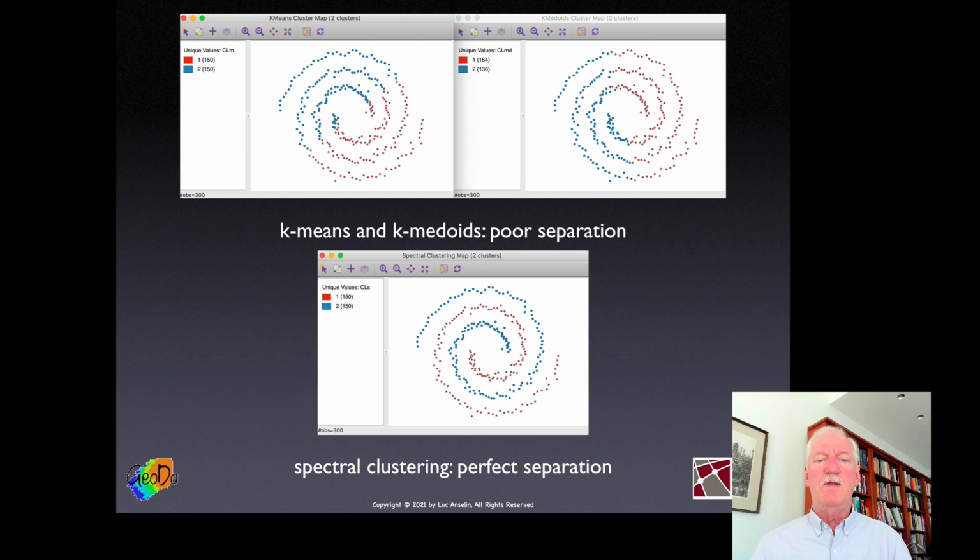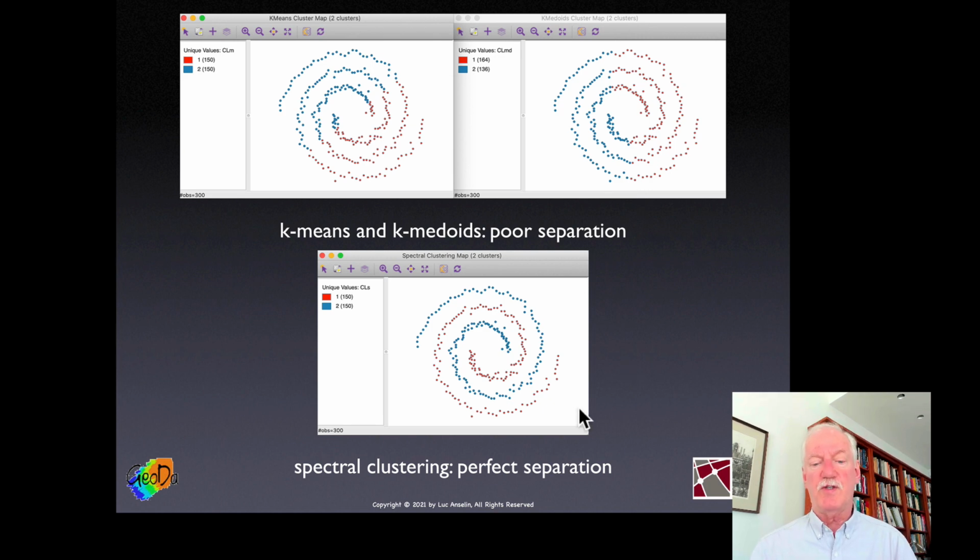This is the spirals data set. It consists of two spirals. This is one, and this is one. In terms of discovering the structure in this data set, our traditional methods that are based on finding convex, compact clusters don't do very well. K-means kind of cuts it in two here, and K-medoids cuts it a little bit differently here, but neither of them is very good at picking out the separate spirals.